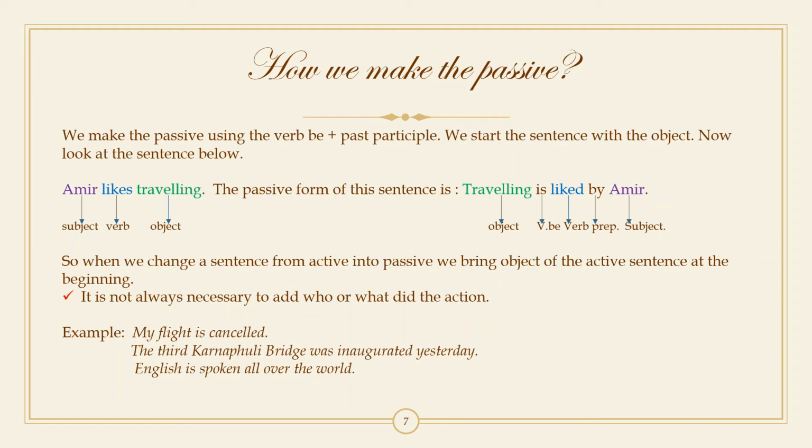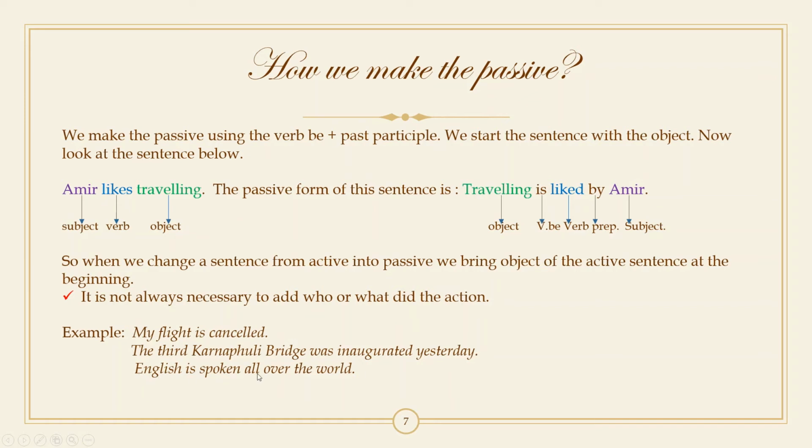Second sentence: the third Karnataka bridge was inaugurated yesterday, and it is not mentioned in the sentence by whom it was inaugurated. This sentence can be like this: inaugurated by the prime minister yesterday, inaugurated by the local MP yesterday, in this way you can say. But I don't want to mention this, and actually I feel that it is not necessary. So if it is not necessary, we will not mention the doer.